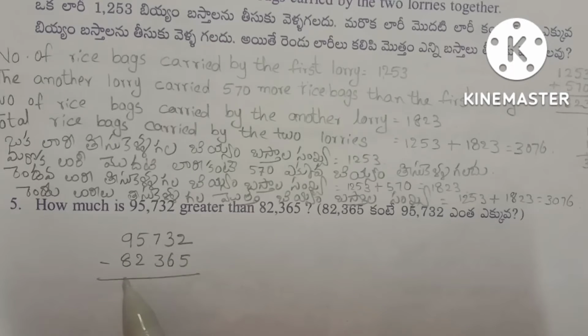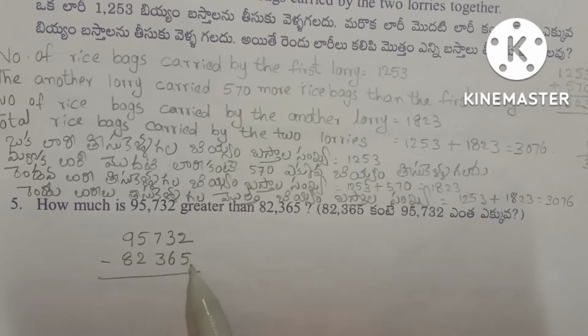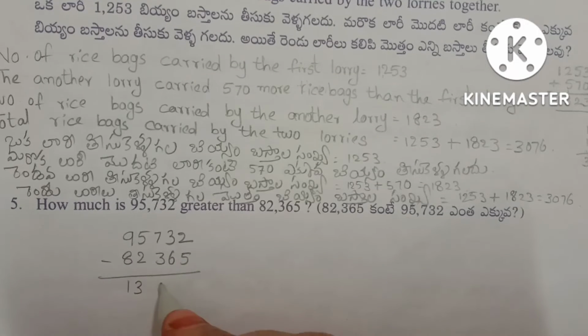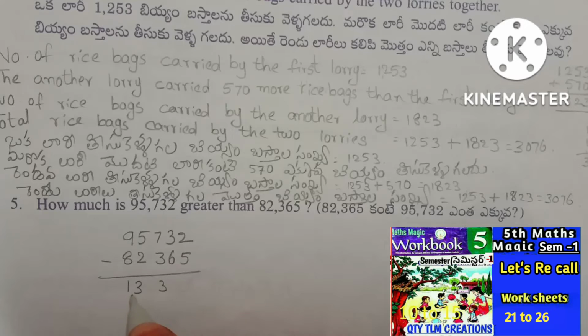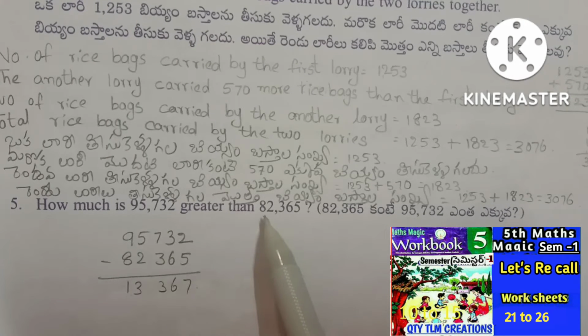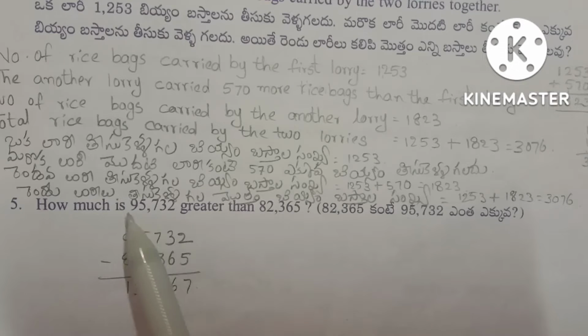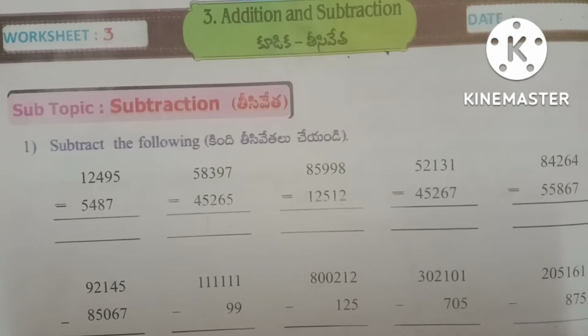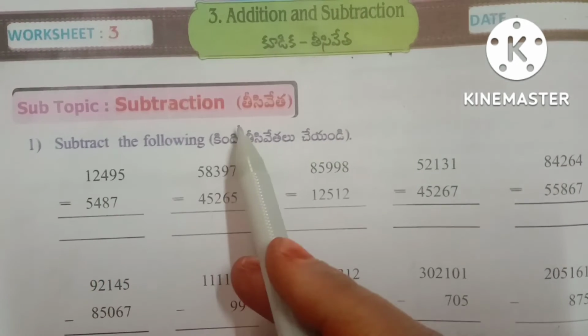Next question. How much is 95,732 greater than 82,365? Here we have to subtract 82,365 from 95,732. Then we get 13,367. So here 95,732 is 13,367 more than 82,365.